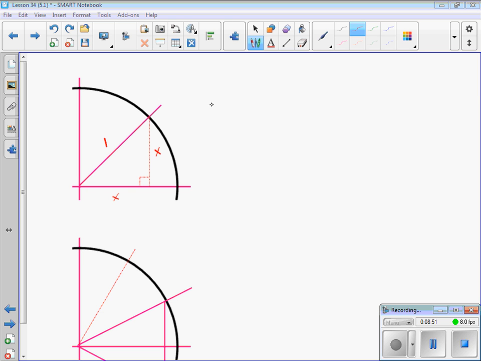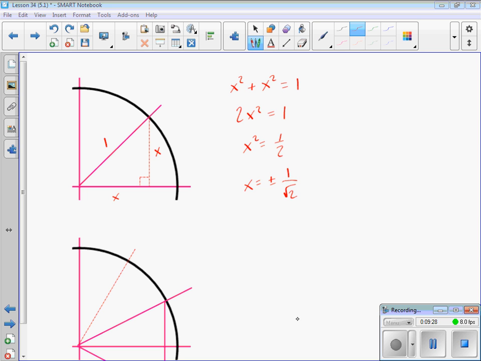So Pythagorean theorem, I would do x squared plus x squared equals 1. What's x squared plus x squared give me? 2x squared. So I have 2x squared equals 1. Then what? Divide by 2. So I get x squared equals 1/2. And then square root it. So I get x equals plus or minus the square root of 1/2, which is the square root of 1 over the square root of 2, so 1 over square root of 2.